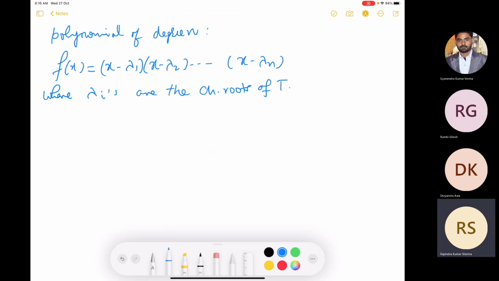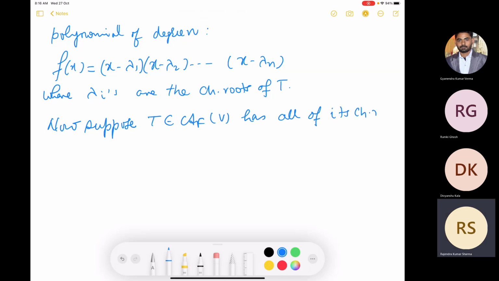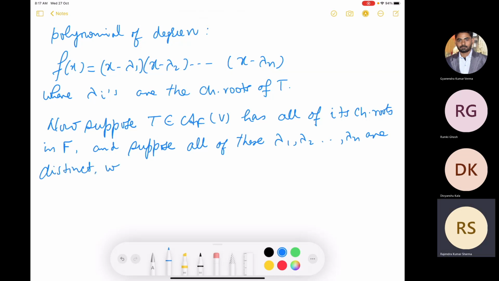Good. Now suppose T has all of its characteristic roots in F, and suppose all of them are distinct. All of these lambda_1, lambda_2, ..., lambda_n are distinct. Where n is the dimension of V over F.